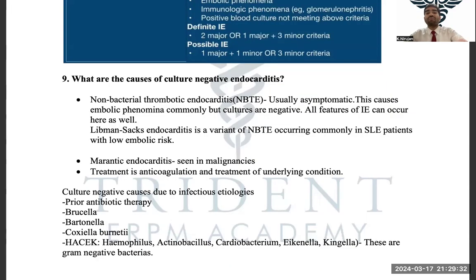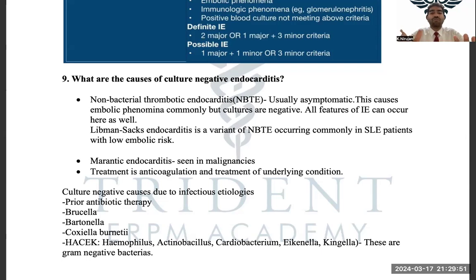And there are non-infective endocarditis. So endocarditis may be due to non-infective causes as well. There are 2 types. One is non-bacterial thrombotic endocarditis. Okay. The other one is marantic endocarditis. So you need to know briefly about these conditions.